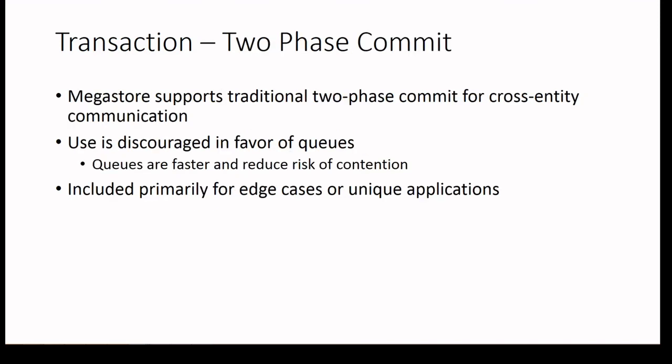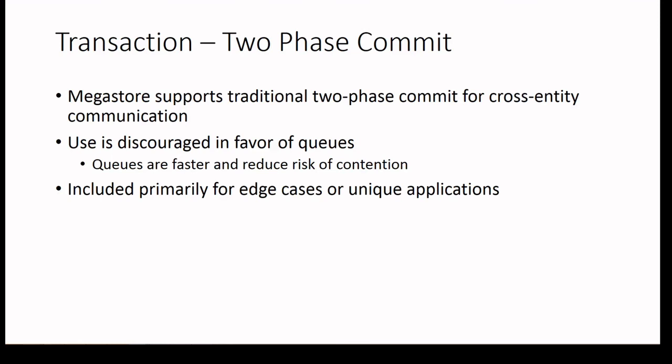We'll also revisit this idea of two-phase commit. We talked about how Megastore allows for two-phase commit to allow for communications across partitions. But you can also, not across partitions, but across entity groups. But the use of two-phase commit is officially discouraged. The reason being is because queues exist. Queues are faster and they reduce the risk of contention.